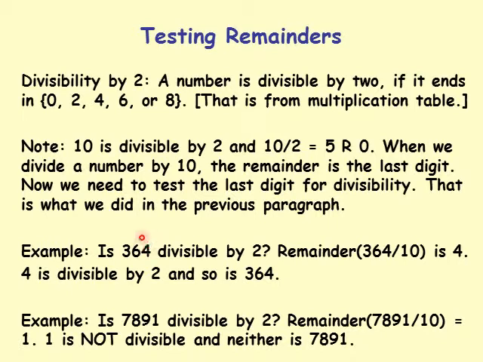Example, is 364 divisible by 2? The remainder of 364 divided by 10 is 4, and 4 is divisible by 2, and so is 364, because 4 is 2 times 2. Example, is 7891 divisible by 2? Remember, the remainder of 7891 divided by 10 is 1, the last digit, and 1 is not divisible. Okay, let's continue with testing remainders.